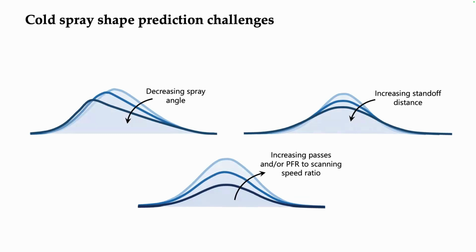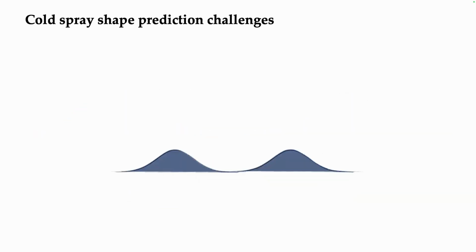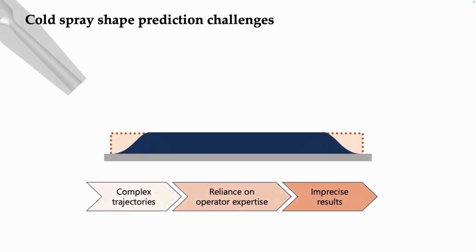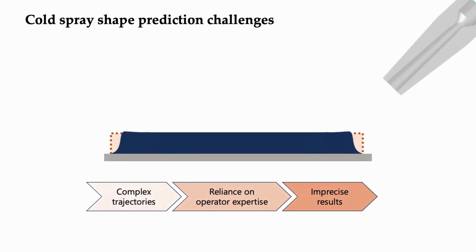Again, this shape is very sensitive to the kinetic parameters of the robot. If we change the spray angle, the standoff distance, the number of passes or the feed powder ratio, this shape is continuously evolving and changing, making it even more difficult to predict the final geometry of the deposit. The common practice right now is that we need to design very complex trajectories with different angles, standoff distances and speeds in order to control the geometry.